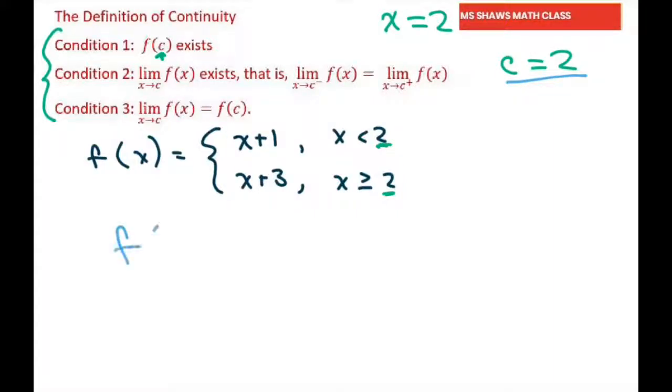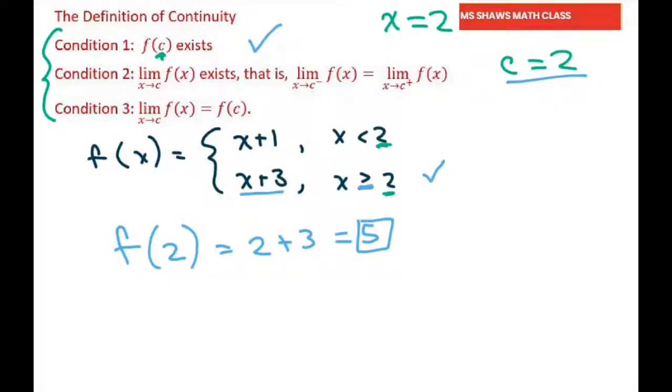So we plug in f of 2. Now f of 2 is going to go in this one because it has to equal 2. So we plug into our function here and we get 2 plus 3 equals 5. So it does exist. It's at 5. So f of c is 5 and it does exist. So this checks.